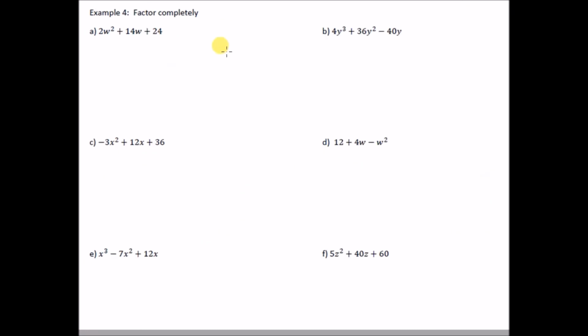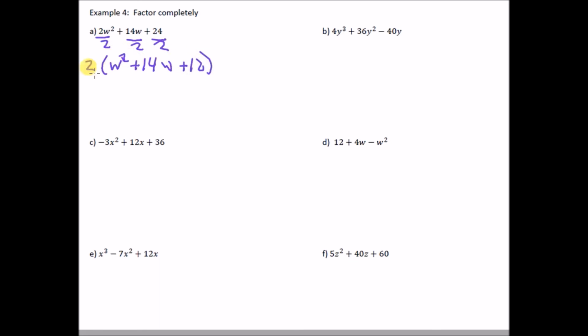Okay, so I'm going to pick this up. We're going to factor these completely. So initially, I want to pull out anything that I can. So I'm going to pull out this 2. We're going to make this a little bit smaller, okay? So 2 is our common factor. We're left with w squared plus 14w plus 12.